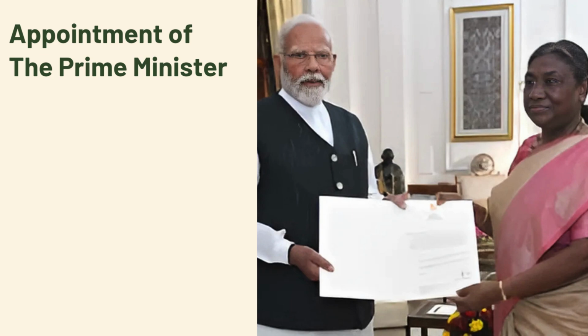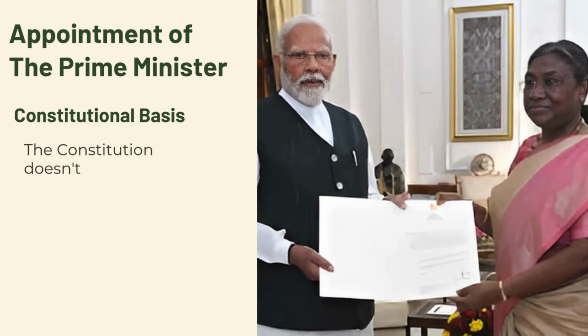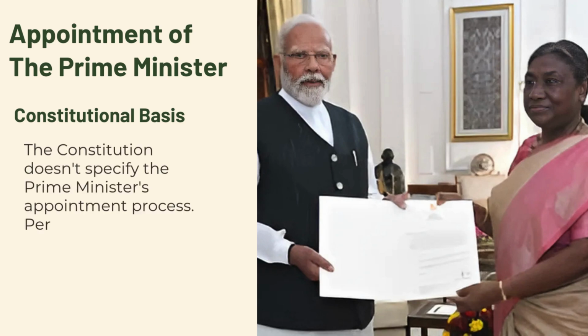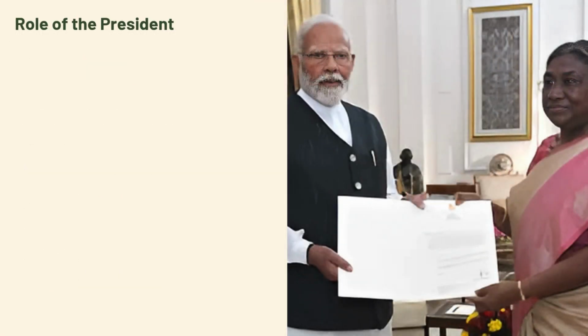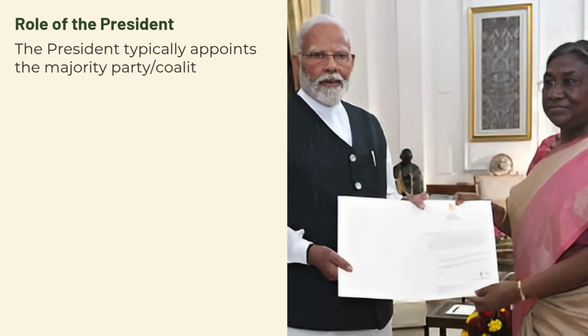Let's now see how the Prime Minister is appointed. The Constitution doesn't specify the Prime Minister's appointment process. Per Article 75, the President appoints the PM but cannot choose arbitrarily. The President typically appoints the majority party/coalition leader as Prime Minister.